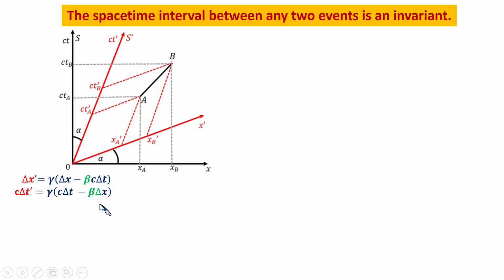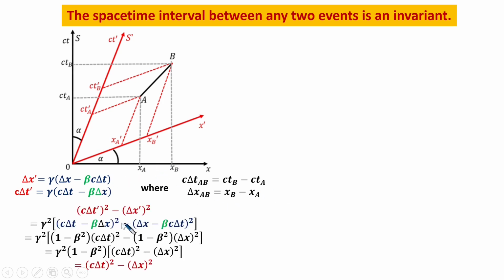So I use this Lorentz transformation here where C delta TAB is this distance, that is CTB minus CTA, and delta XAB is XB minus XA, and I can write the space-time interval as C delta T prime square minus delta X prime square. I just substitute this here. So if you substitute this here and then square it, you can take the C delta T whole square term common. So this will be 1 minus beta square times C delta T square, because there is a minus sign here. Similarly for delta X square you can do, and the other cross terms will get cancelled.